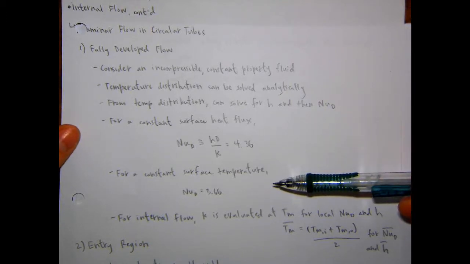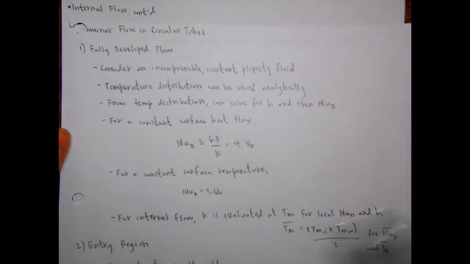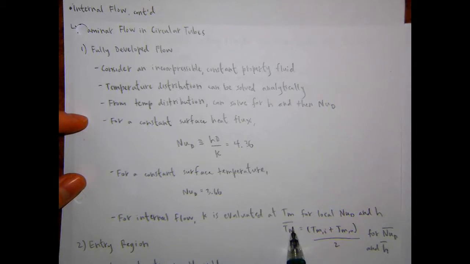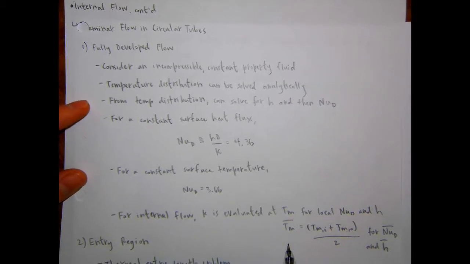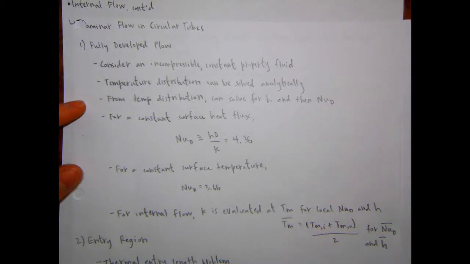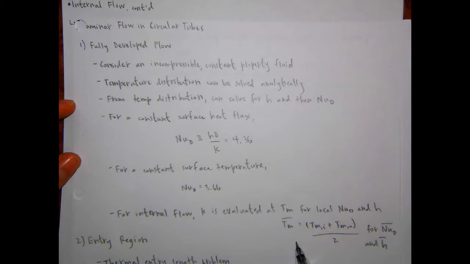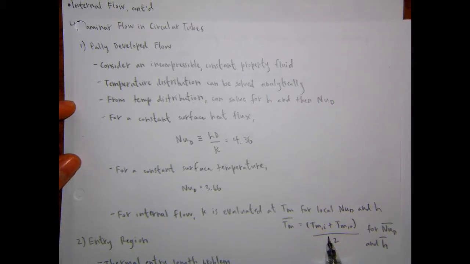And then for internal flow, for these correlations at least, you evaluate fluid properties at the mean temperature. So typically, since we're only looking at local values, it's just the local mean temperature at that x location. If for some reason you wanted to evaluate an average just over the fully developed condition, then you would use the average mean temperature of whatever you were considering your inlet and your outlet position to be.